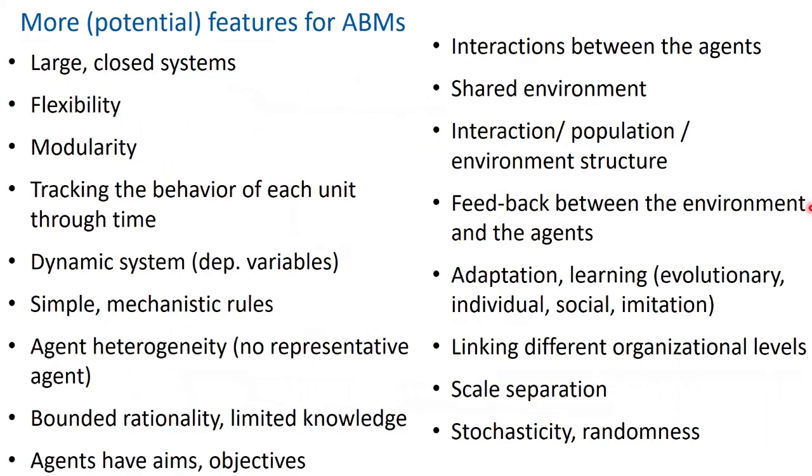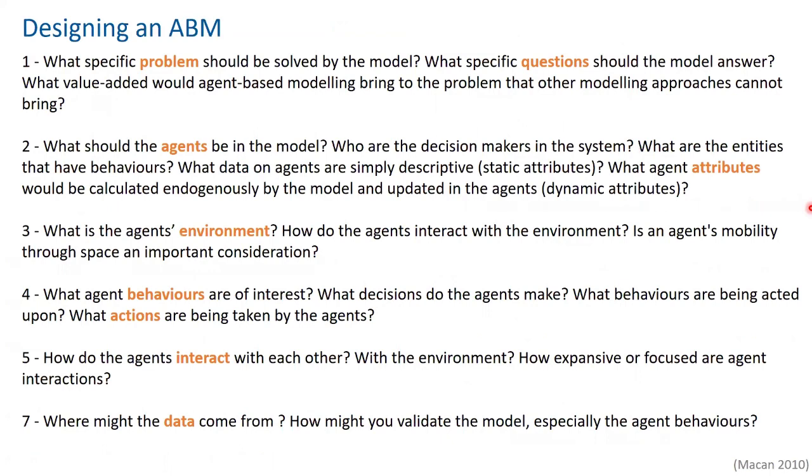Based on this, you define an agent, but you can also add more features like modularity, or some sort of adaptational learning, evolutionary or social learning. You can have scale separation, and you can add stochasticity and many other things to your agents. And based on this, you design an agent-based model.